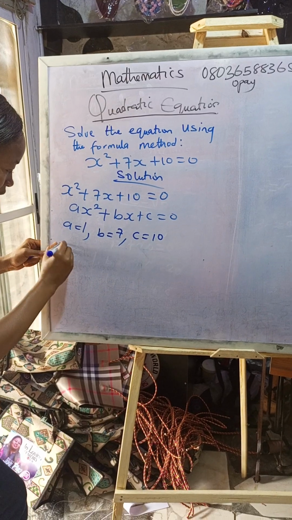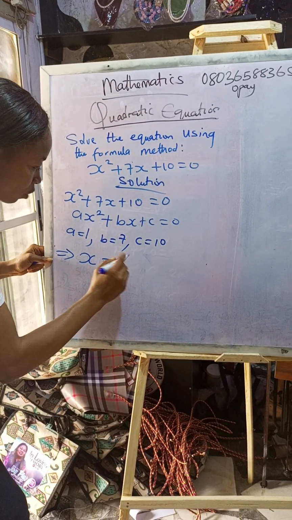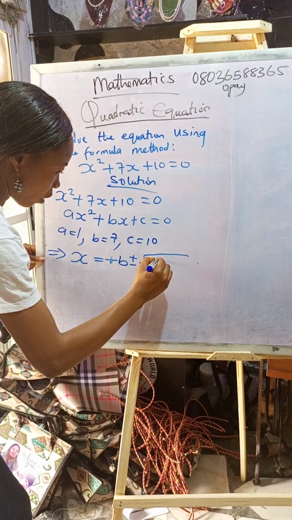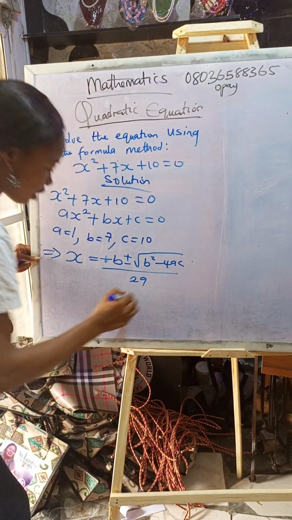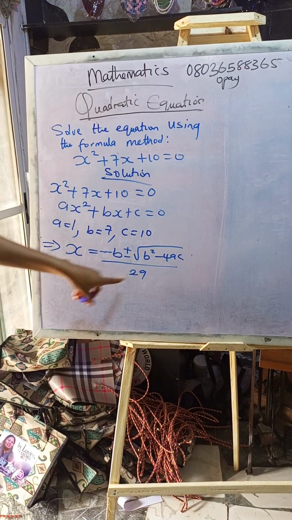And the quadratic formula says that x equal to minus b plus or minus square root of b squared minus 4ac all over 2a. This is my quadratic formula. This is the formula method.